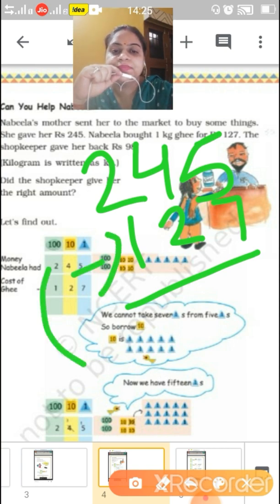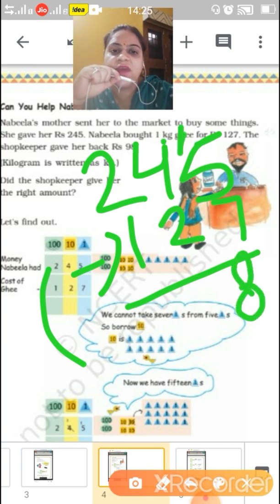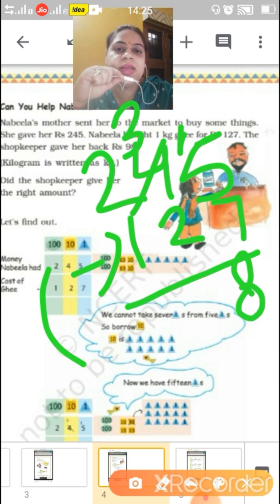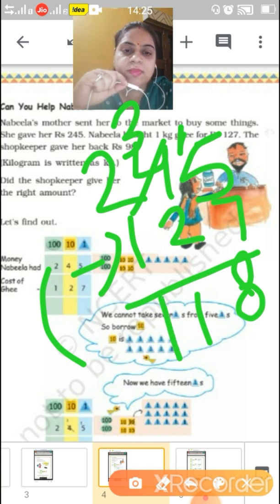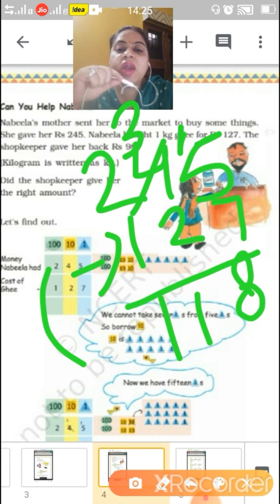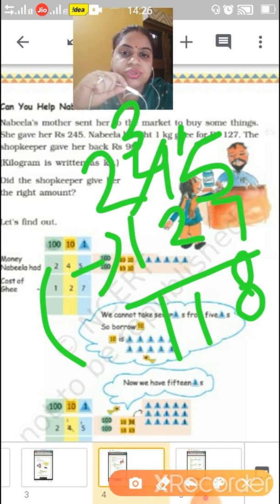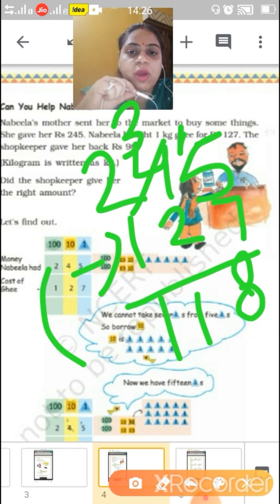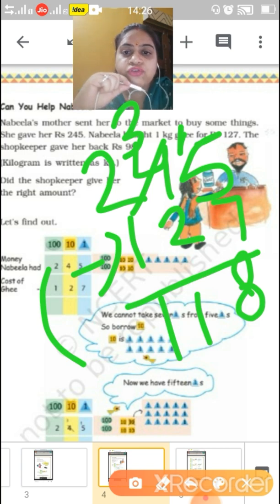So how much money does she have now? 15 minus 7 is 8. We have taken 1. Here it is 3. 3 minus 2 is 1. And 2 minus 1 is 1. So children, now what will come? That is 118. Now how much money should she get from the shopkeeper? The shopkeeper gave her 98 rupees.